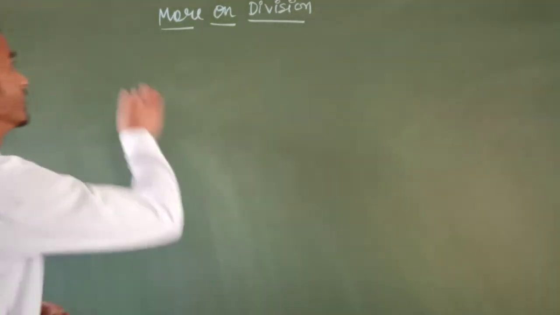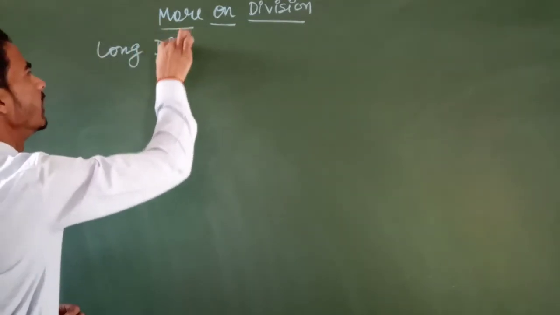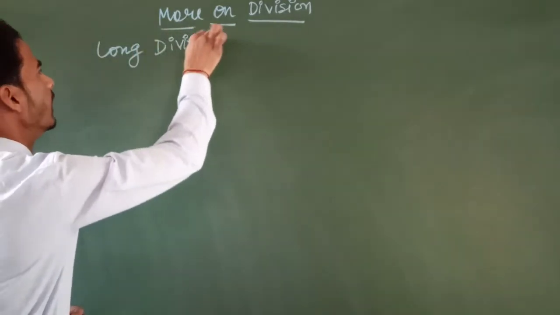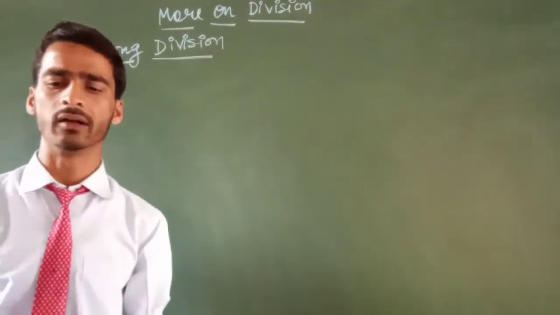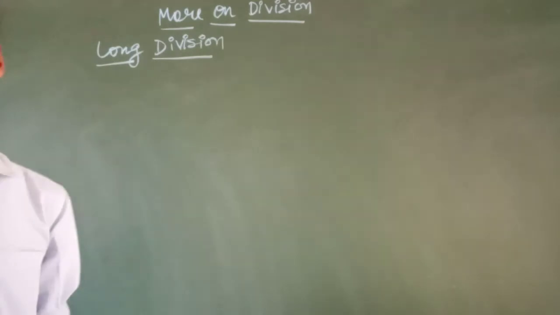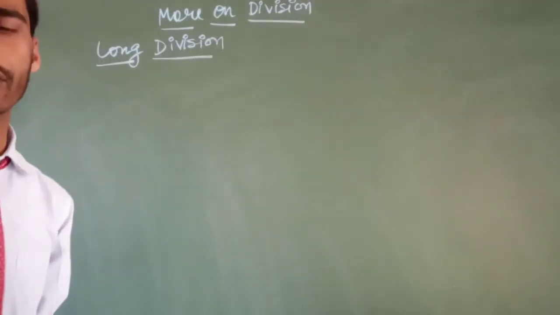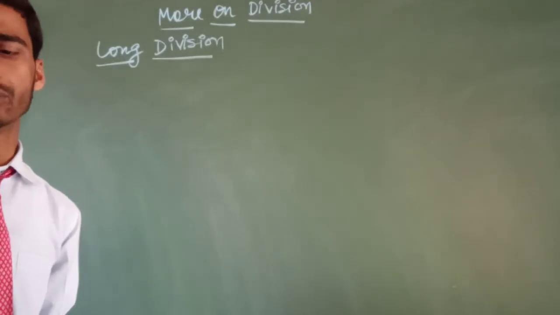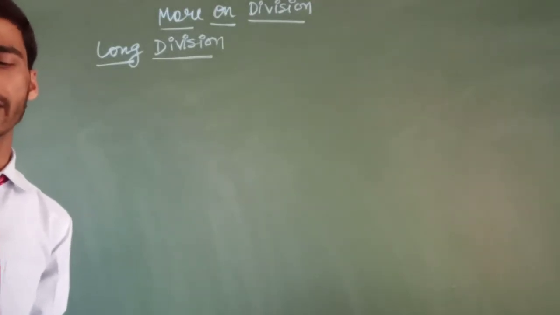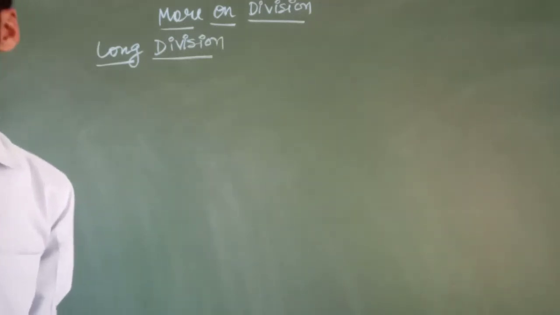Today our first topic is long division, another method of dividing numbers. Okay, and to do long division, arrange the dividend and divisor as given below and write a quotient on top. What you have to do? Long division is another way to divide numbers, and to do it, arrange the dividend and divisor as given below and write the quotient on top.